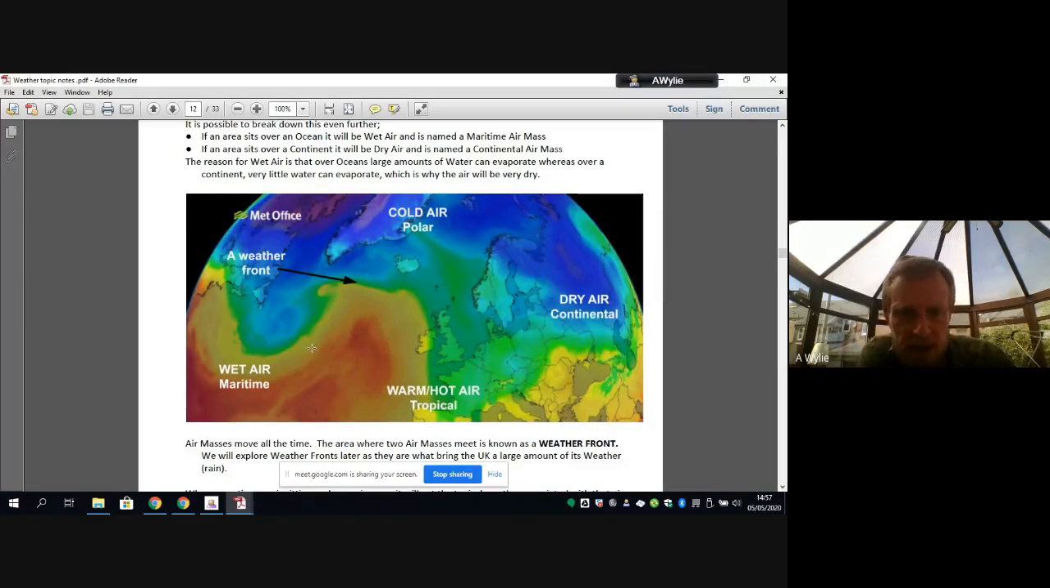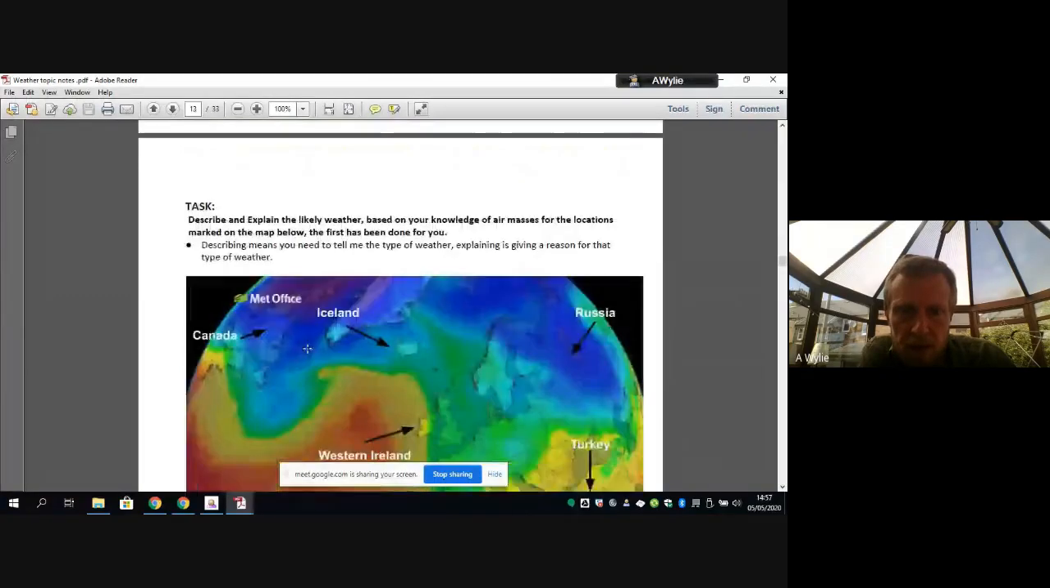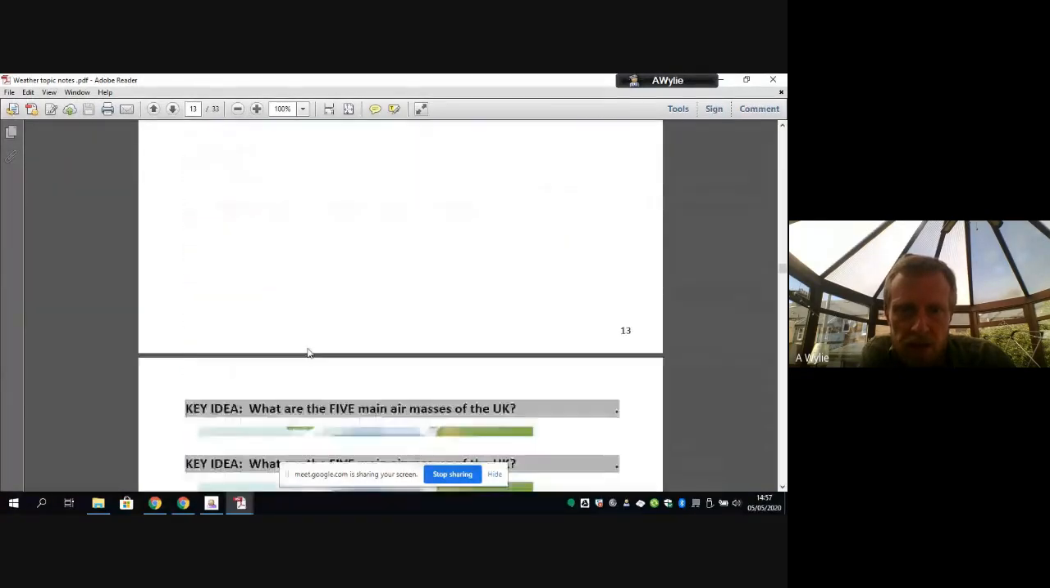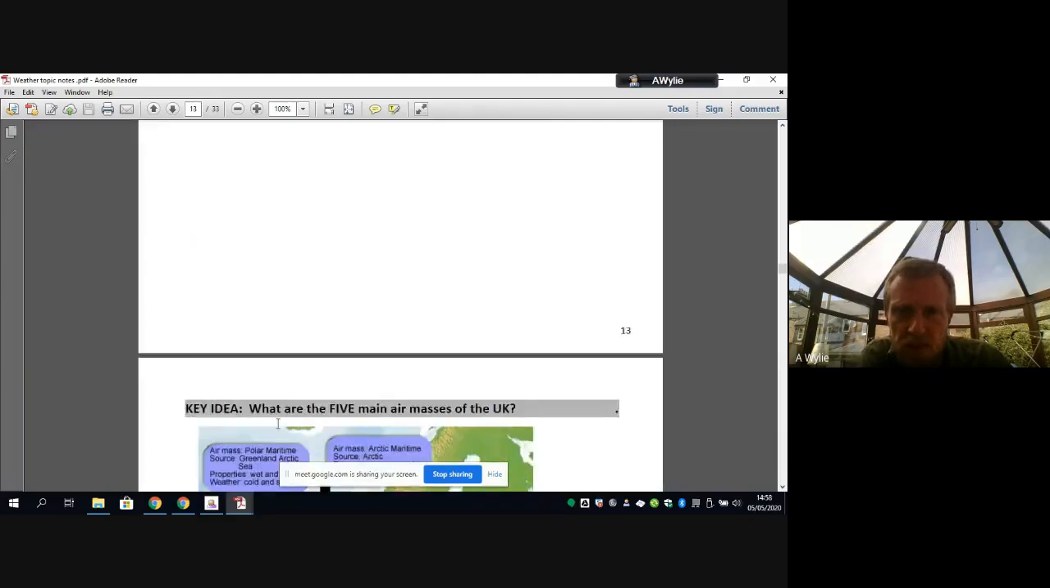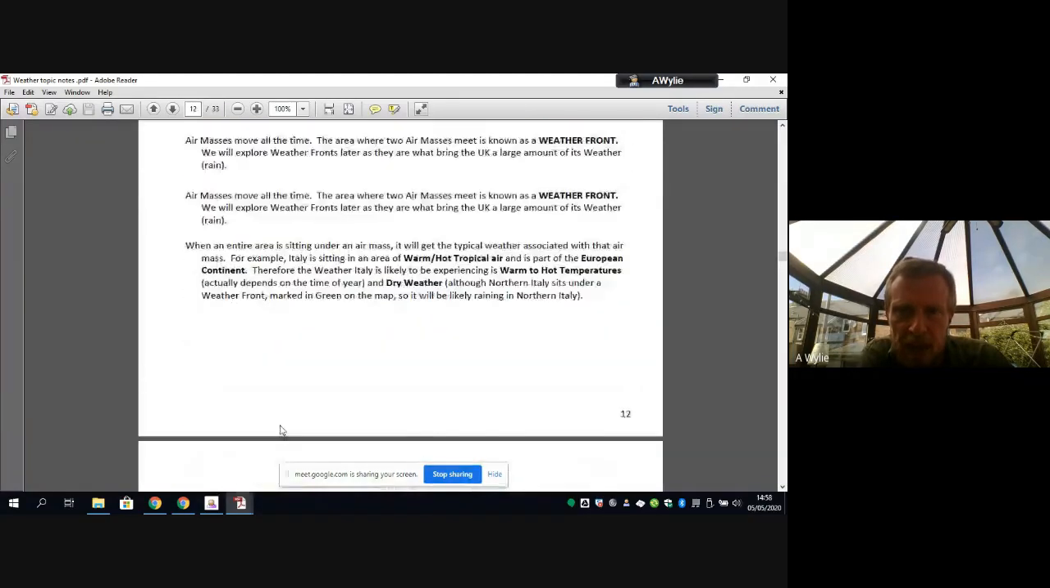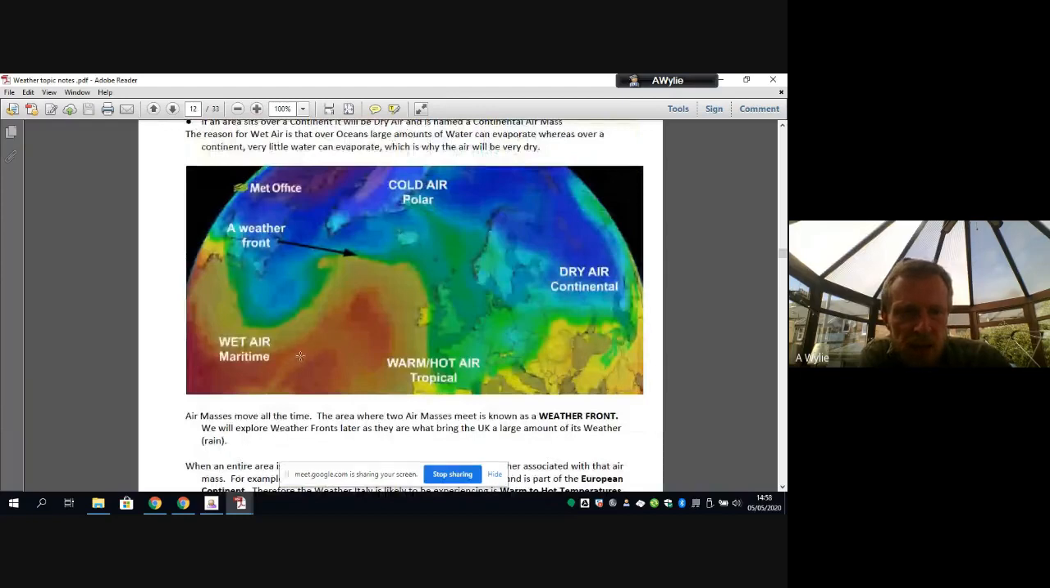So what do we call these air masses? Well, I'm just going to scroll a little bit further down. You've got the main five in the United Kingdom listed here, and they've all got names, and their names relate to where they have come from. So I'm just going to scroll back up to talk a little bit about that. Any air mass that comes from an ocean, we call that maritime, like there, okay? And any air mass that comes from the land, we call that continental, okay?